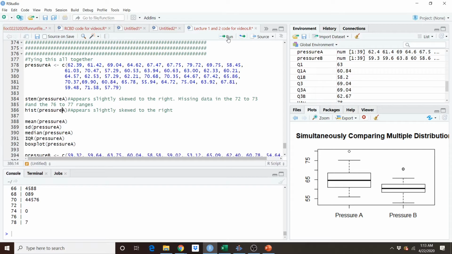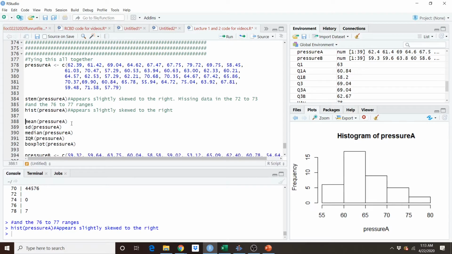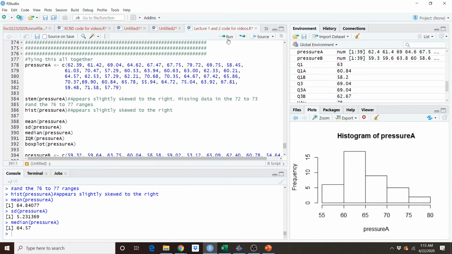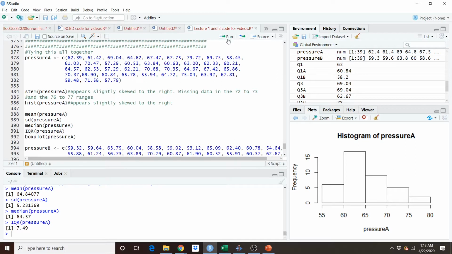We'll run our histogram as well. Since it looks to be skewed to the right, we'll calculate our mean, and we'll calculate our standard deviation. And then let's compare that to our median. Now, it doesn't seem like it's too far off: 64.57 for a median, 64.84 for a mean. Let's take a look at our IQR, 7.49 for our IQR versus 5.23 for our standard deviation.